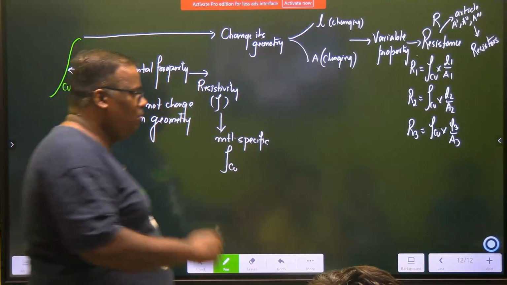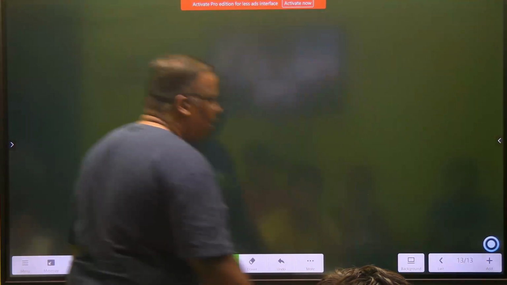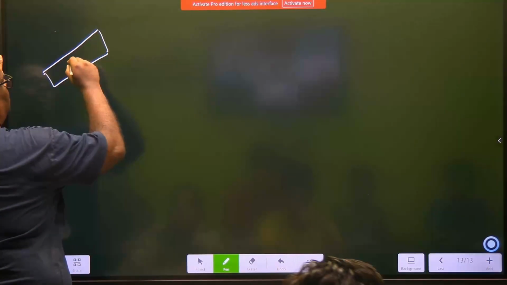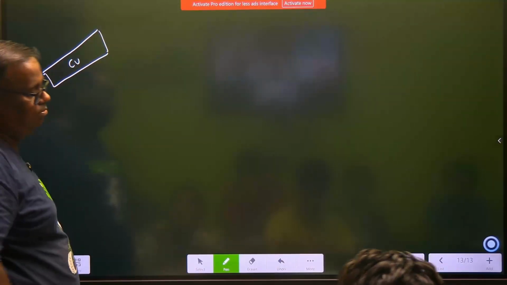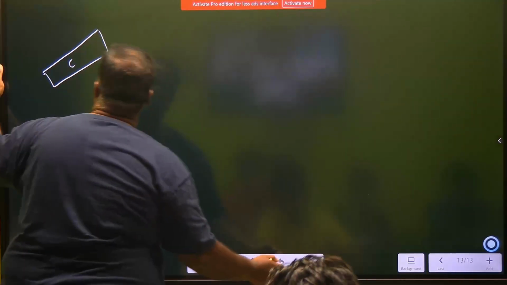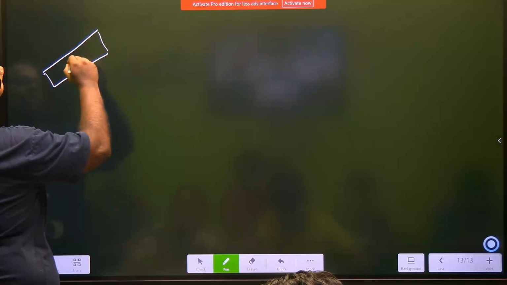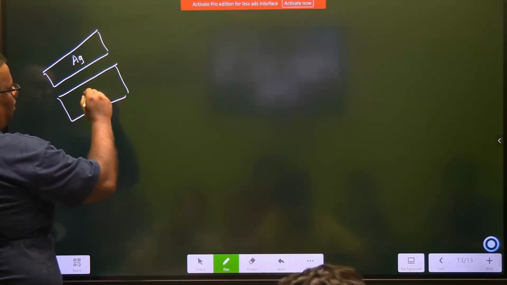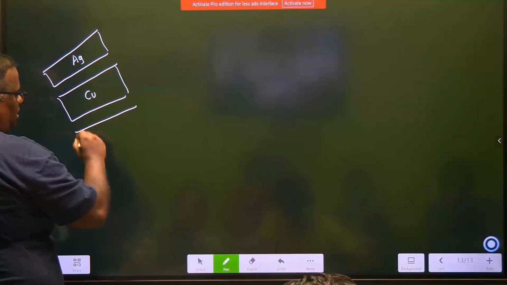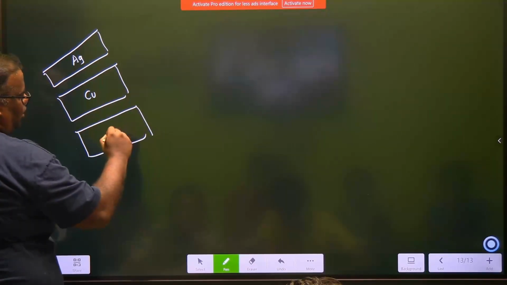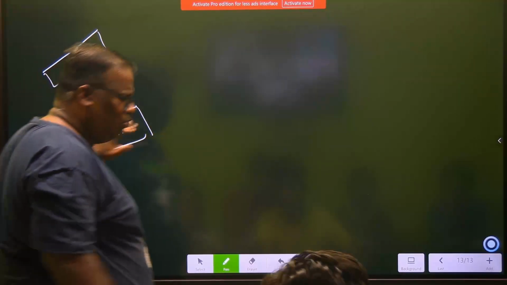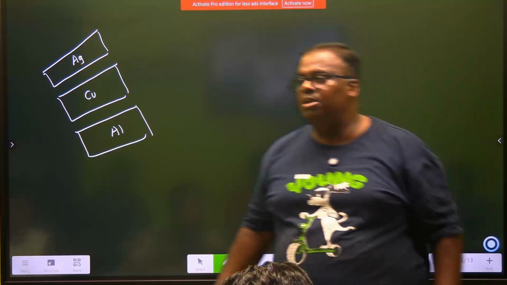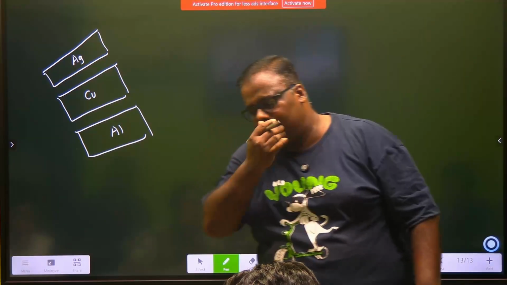Okay, let's try one more thing. I have a slab of silver, a slab of copper, and a slab of aluminum. What shape and size, I don't know. They're just slabs. And I'm a designer, an electrical engineer, a design engineer.